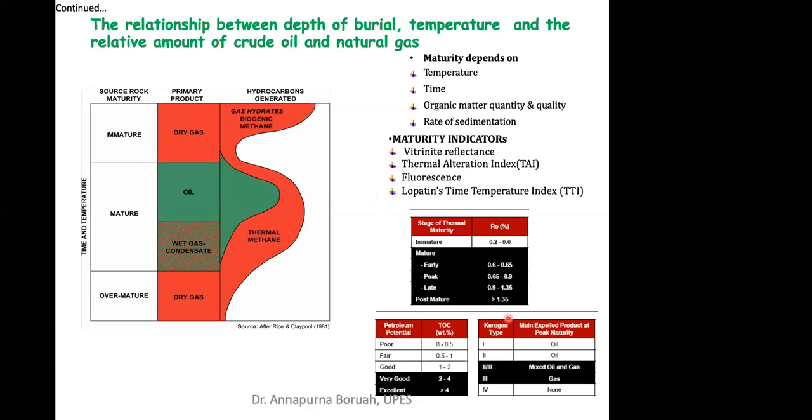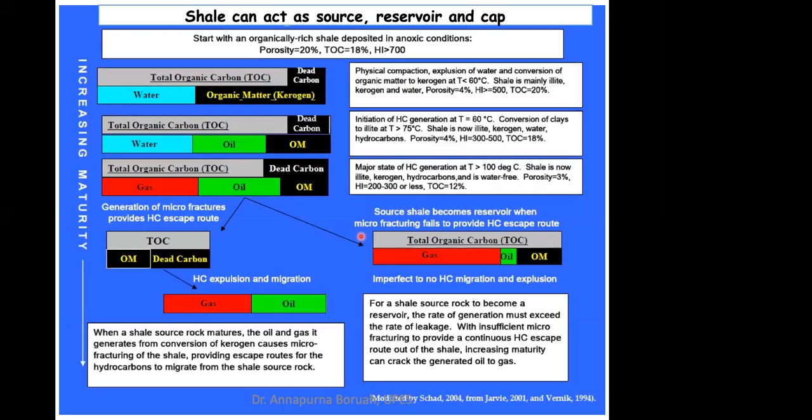And if the kerogen type is 1, if it is coming from algae, then it will produce oil. If it is type 2, it will produce oil and a little amount of gas. If it is kerogen type 3, it will produce only gas, because this is coming from terrestrial plant wood. So based on that, you can find out what type of hydrocarbon it will produce.